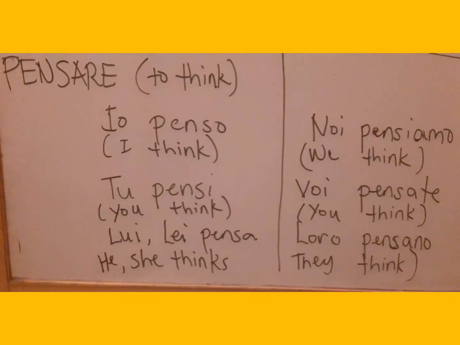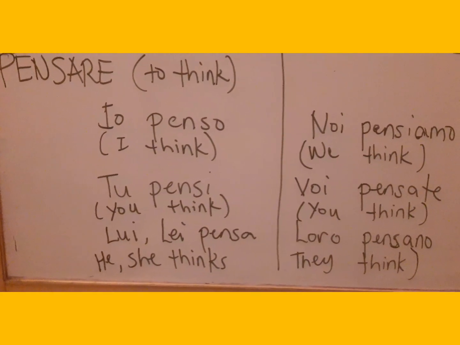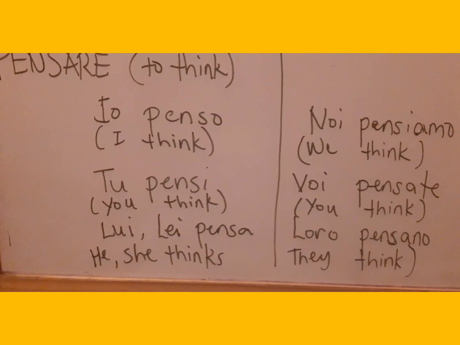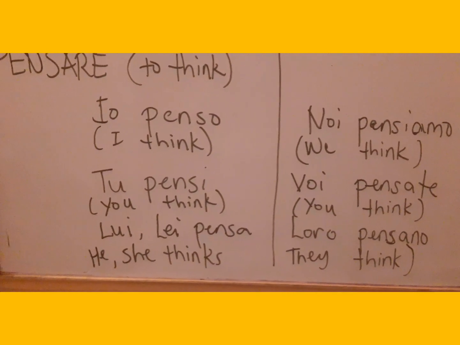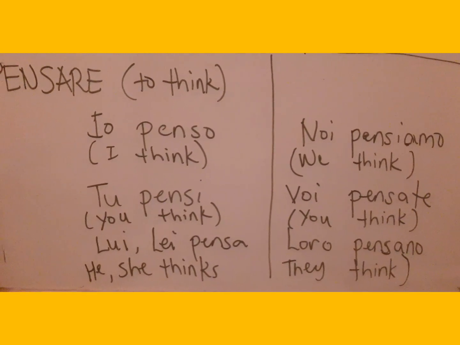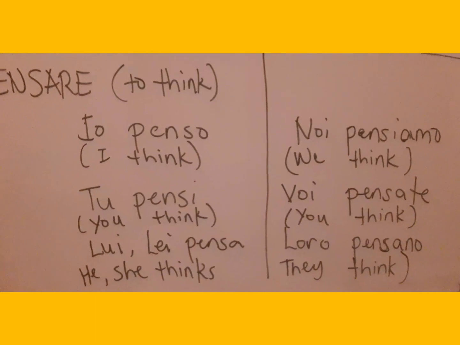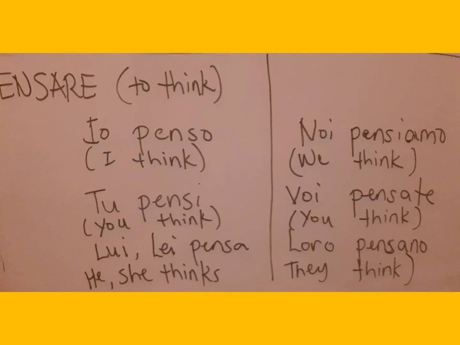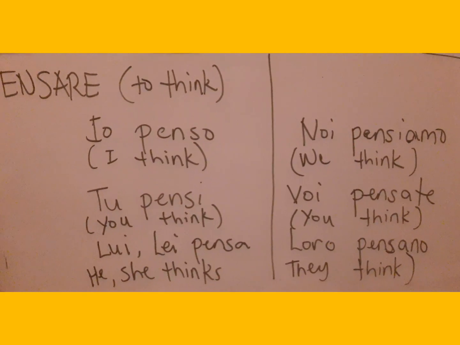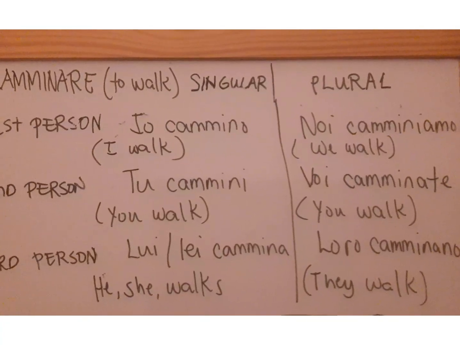Now let's try pensare, to think. Pensare. Io penso, I think. Tu pensi, you think. Lui, lei pensa. He, she thinks. Noi pensiamo, we think. Voi pensate, you think. Loro pensano, they think. Pensare, to think.